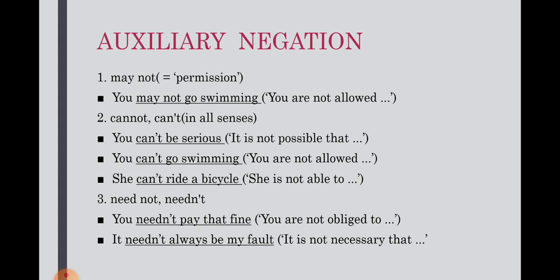Or if we use it for permission, for example, you can't go swimming, you are not allowed to go swimming. And also when we use it to express ability, she can't ride a bicycle, she is not able to. All these three meanings are included within what we call auxiliary negation.